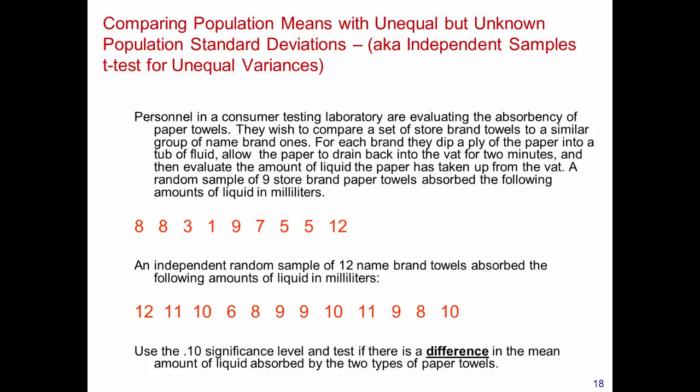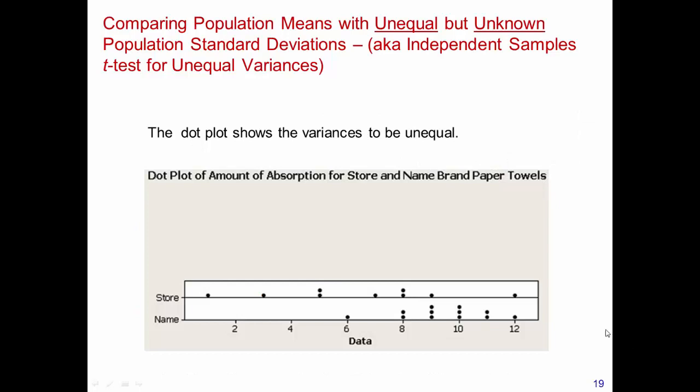Using the 0.10 level of significance, test if there is a difference in the mean amount of liquid absorbed by the two types of paper towels. Again, we have our keyword here of difference. We can look at a dot plot to see if our variances are looking equal or not. We can see that our values are spread out pretty well. There's a difference in the variances, at least it appears to be the case there.